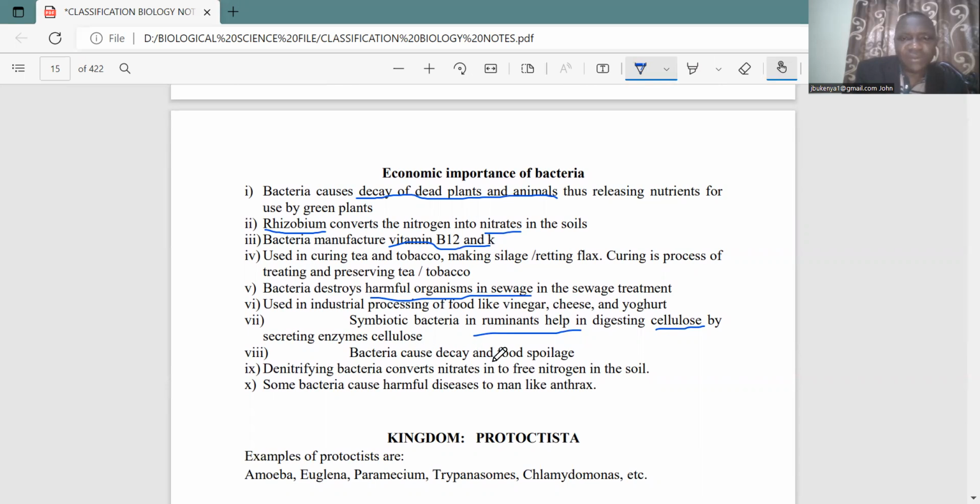But this is a harmful, this is a disadvantage, though it is an economic importance. Bacteria could cause food poisoning and cause food to go bad. But also bacteria could deprive the soil of its nitrates. The denitrifying bacteria can convert the usable nitrates, the usable form of nitrogen, into free nitrogen, which escapes to the atmosphere, and that reduces soil nutrients, soil fertility.